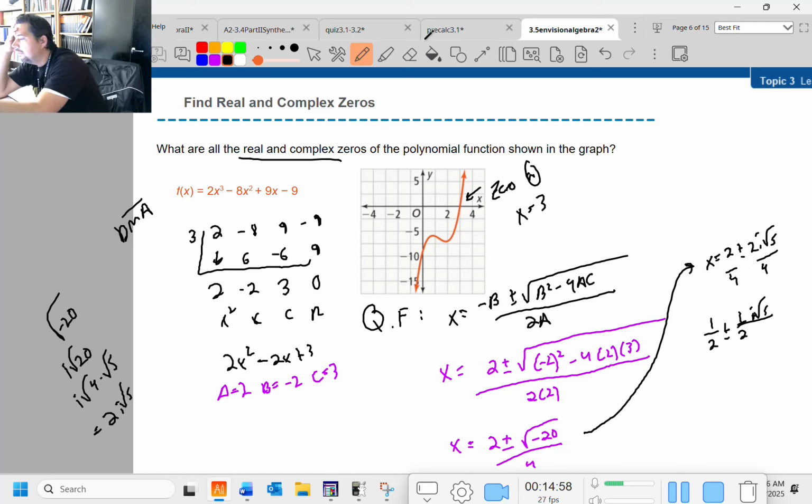I don't know why I put the 1 there. I don't like the way I wrote that. I really don't. i root 5.